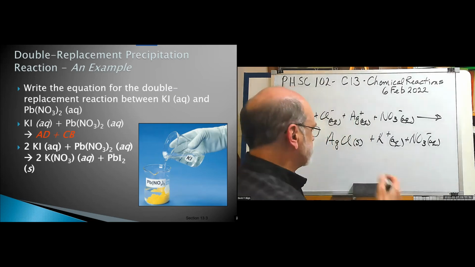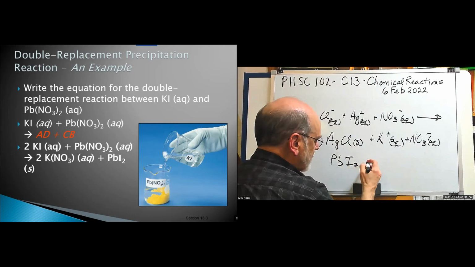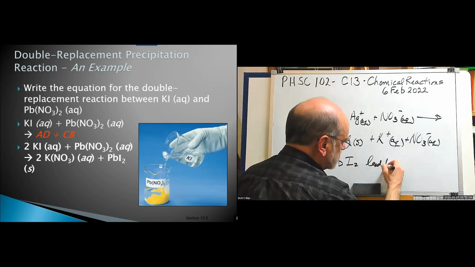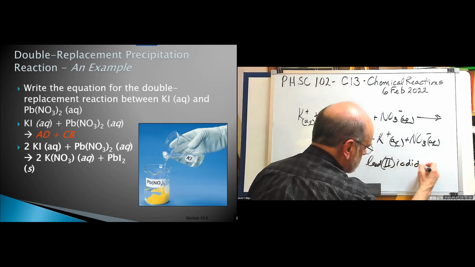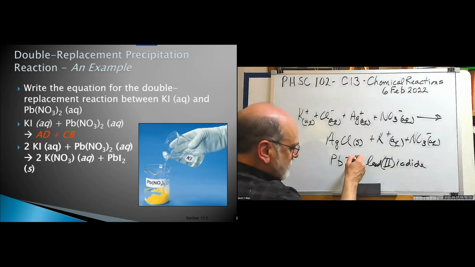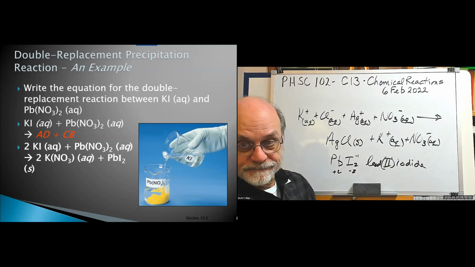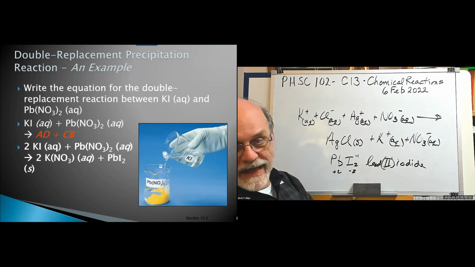And what I'm saying is, this is written lead 2 iodide. That's because this is a -1 and you got 2 of them. So that makes this one a +2. Okay. So that +2 is designated here in the name.